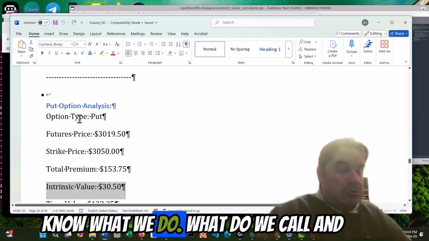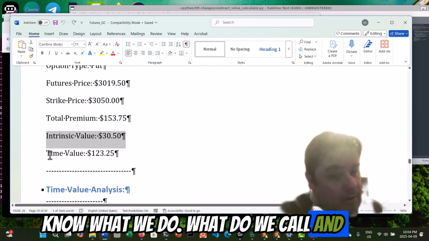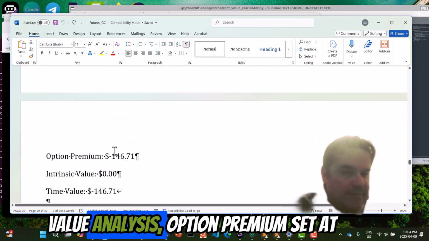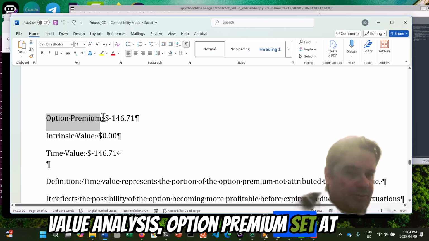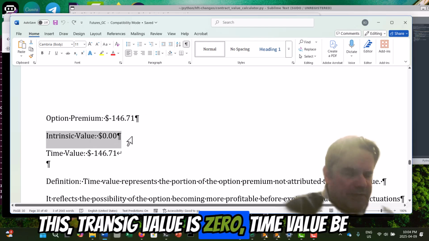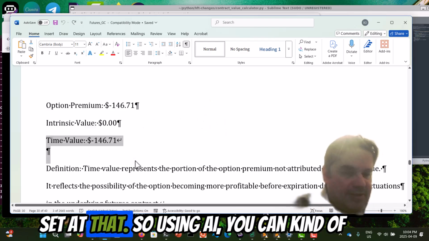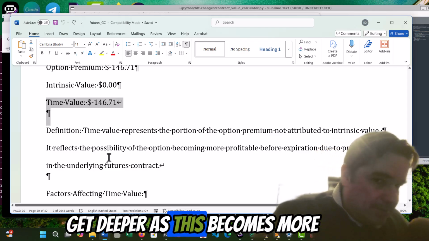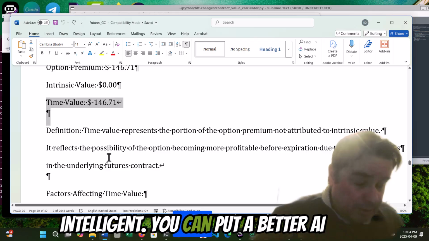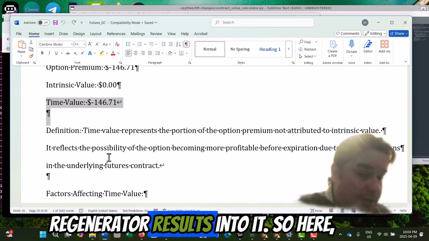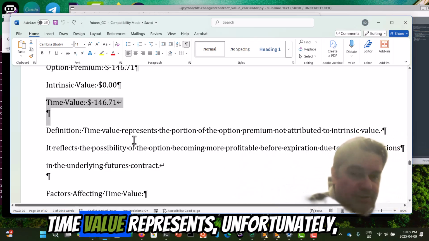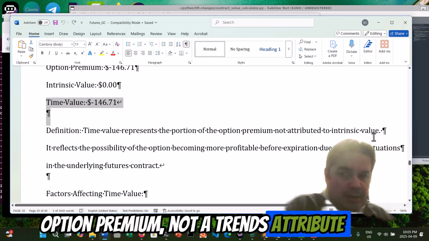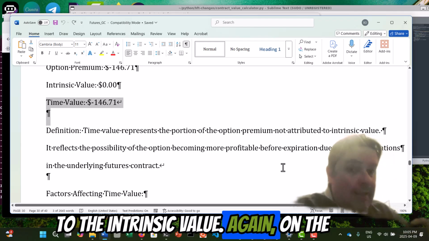So we know, do we do a put or do we do a call? And our time value will be this. So using time value analysis, option premium set at this, intrinsic value zero, time value set at that. Using AI, you can get deeper as this becomes more intelligent, and you can put better AI generated results into it. Here, time value represents the portion of the option premium not attributed to the intrinsic value.